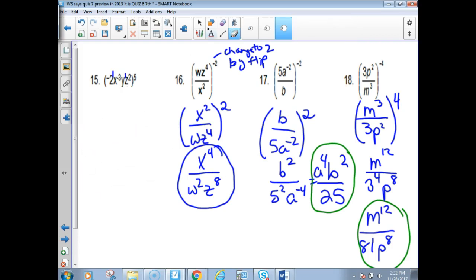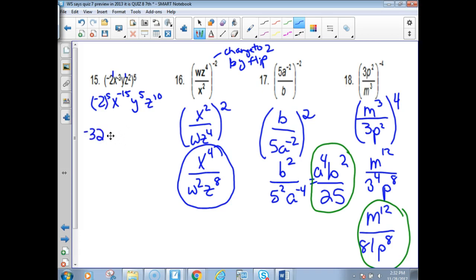You just apply the exponent of 5 to every term. So it's negative 2 to the 5th, x to the negative 15th, y to the 5th, z to the 10th. Anything with a negative exponent cannot stay negative, and any number to a power needs to get evaluated. So negative 2 to the 5th is negative 32. The y to the 5th stays where it is, the z to the 10th stays where it is, and the x has to go to the basement because he wants to be positive. Goes down, reciprocates, is a reciprocal, however you want to say it.